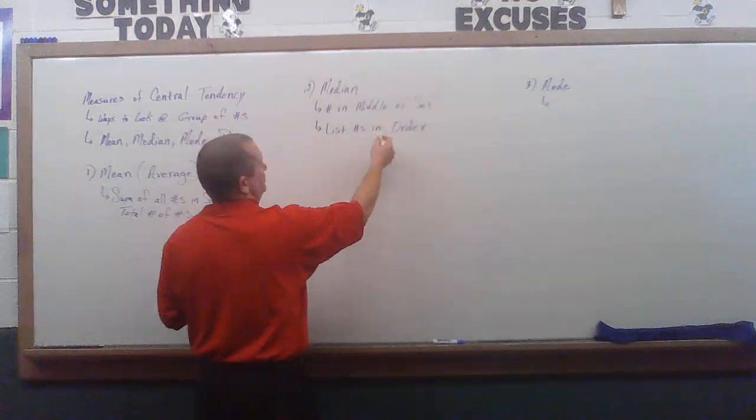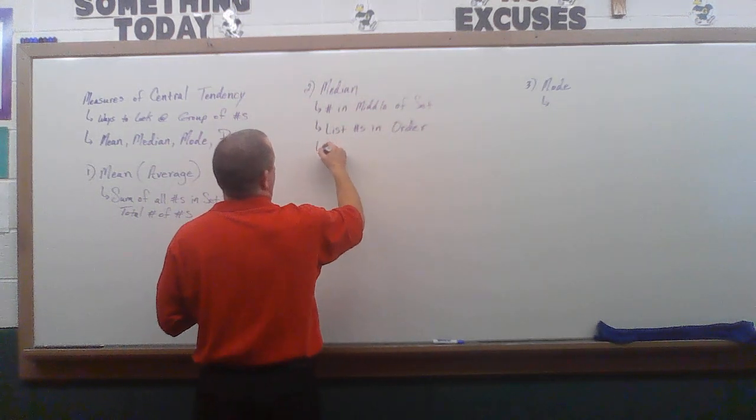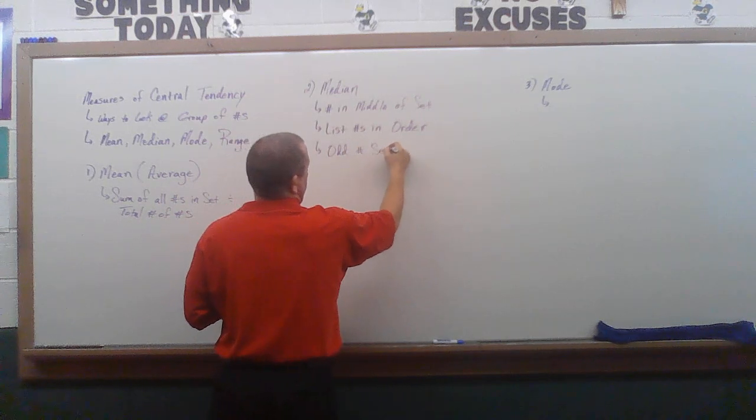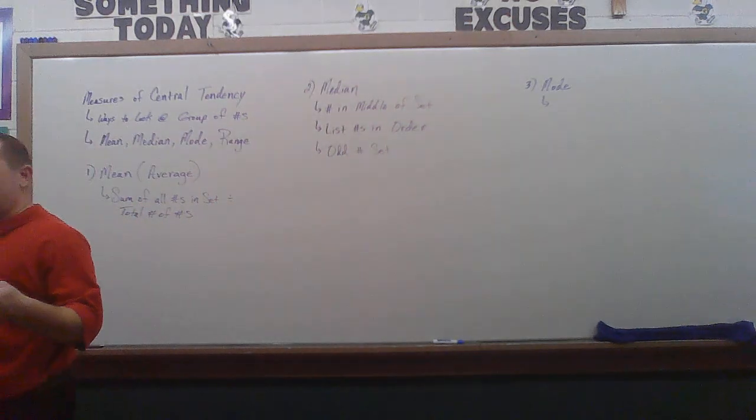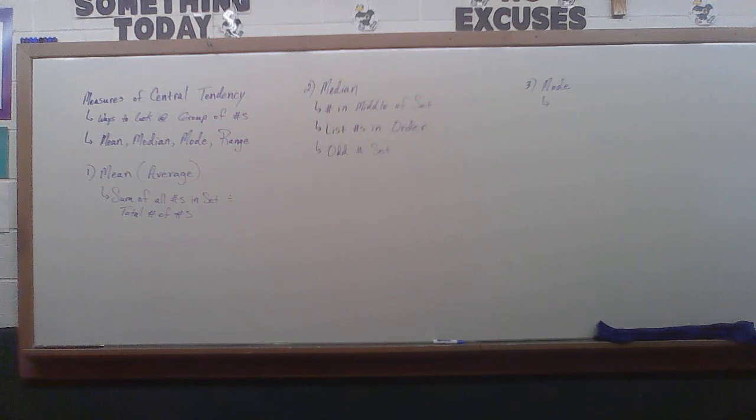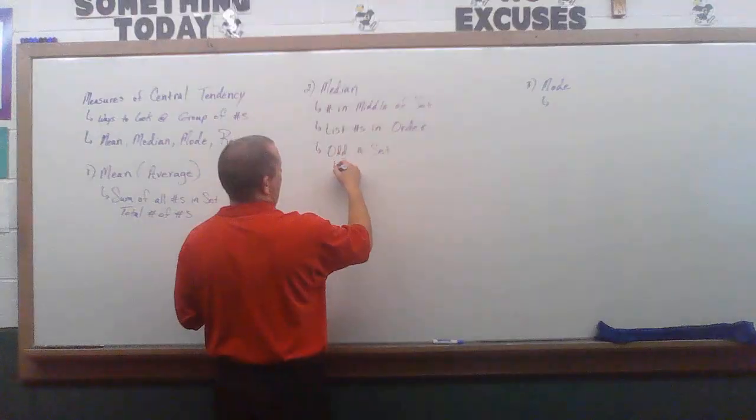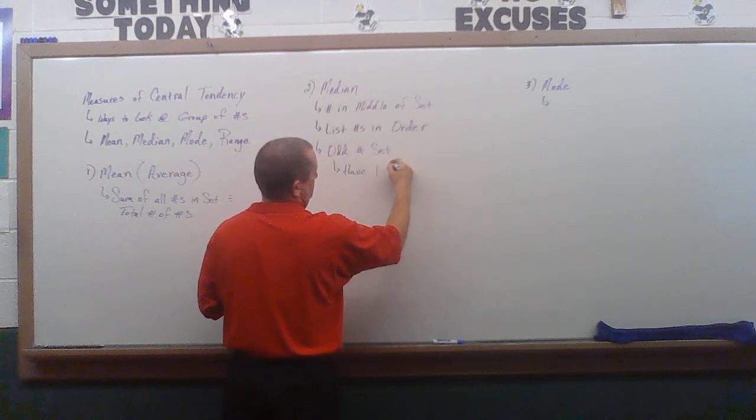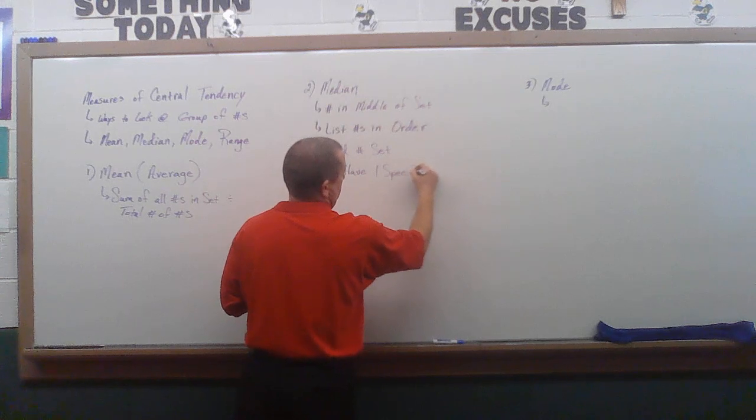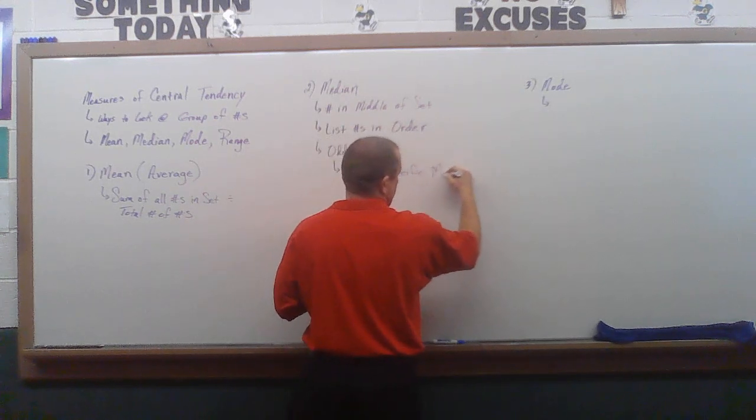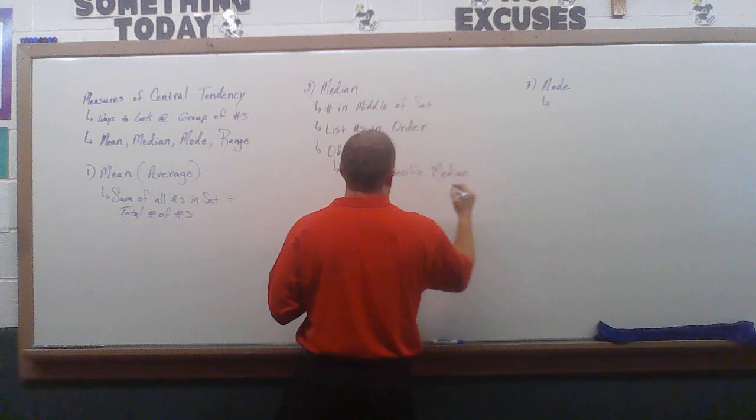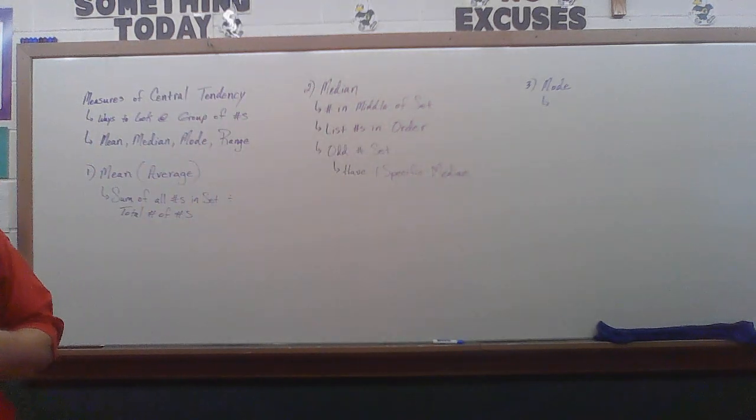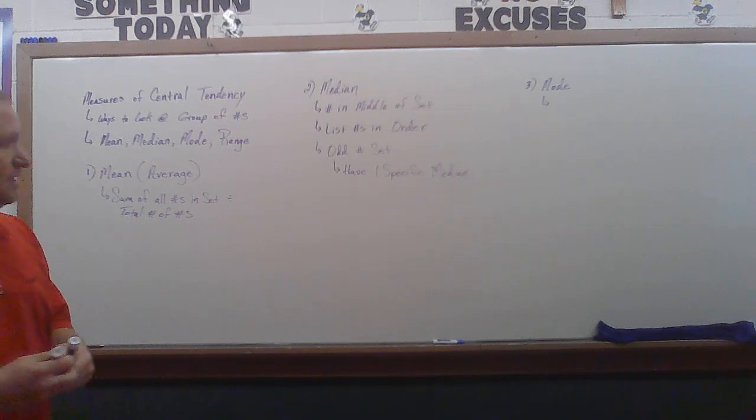So here, when you list your numbers in order, if you have an odd number set, so at the very beginning, if there's an odd number of numbers in your set, you have one specific median. So I start counting them off or crossing them off, and I get to the middle, and I have that number right in the middle. But I have to make sure that it's in order.